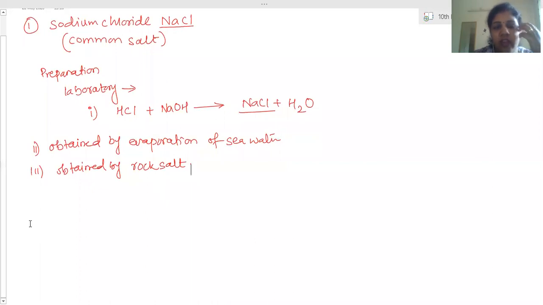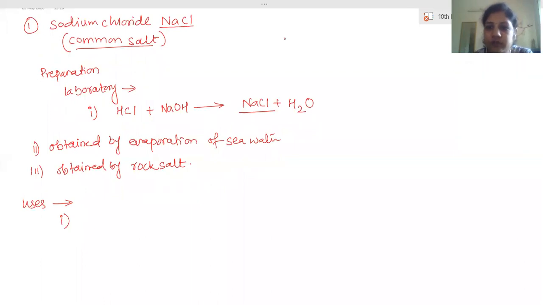Now, where do we use sodium chloride? There are important uses of sodium chloride. This is a very important salt, and that's the reason its name itself is common salt. So what are the regular uses?